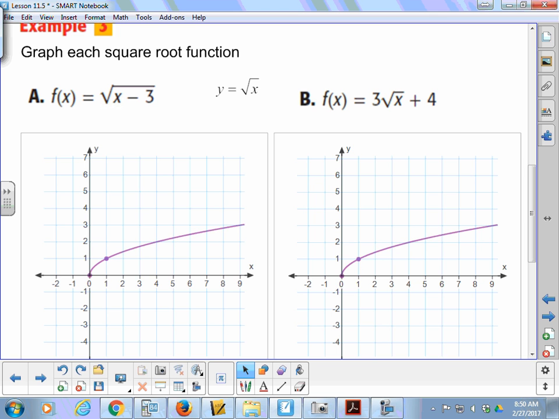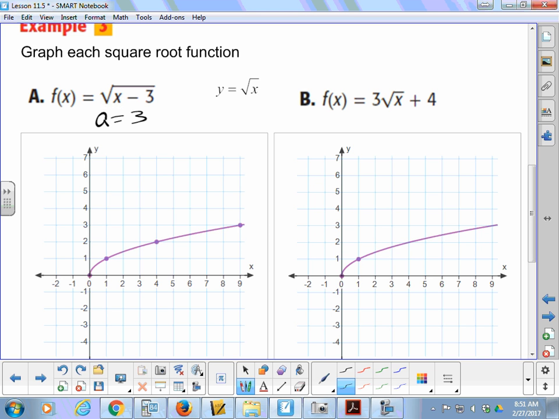Square root of 1 is 1. Square root of 4 is 2. And square root of 9 is 3. Because I can use those points for moving my graph. So here, square root of x minus 3. Well, we looked at this. We said in this case, since it's underneath the square root, the value of a is 3. That means that I'm shifting the graph 3 units to the right.